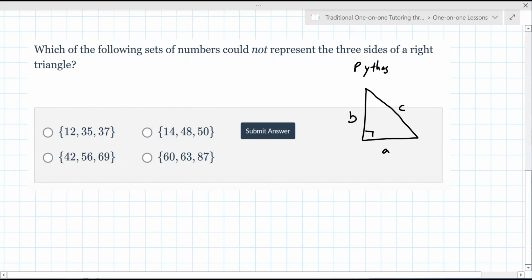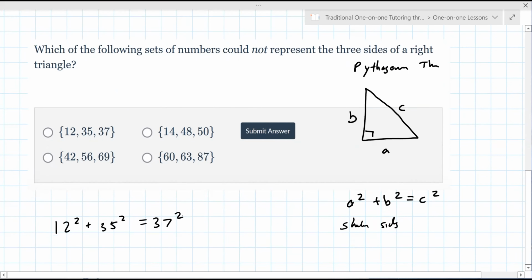Pythagorean theorem. So the Pythagorean theorem says that a squared plus b squared equals c squared. And a and b are the shorter sides. Okay. So for example, it's asking you is 12 squared plus 35 squared, does that equal 37 squared? So do you happen to have a calculator handy?